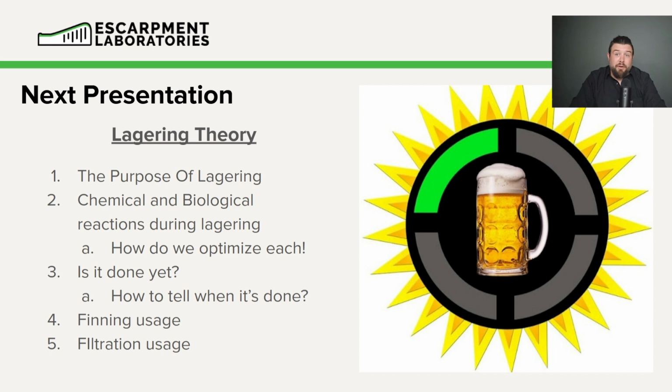Now, this then brings us to the next presentation. I've alluded to this a few times. Next presentation, we're going to go through lagering theory. We're going to talk about the chemical and biological reactions that occur and how to optimize them during this lagering period. How do we know if it's done yet? And also talk about fining and filtration. So I know there's a few different topics we've left out today. We'll talk about those next.